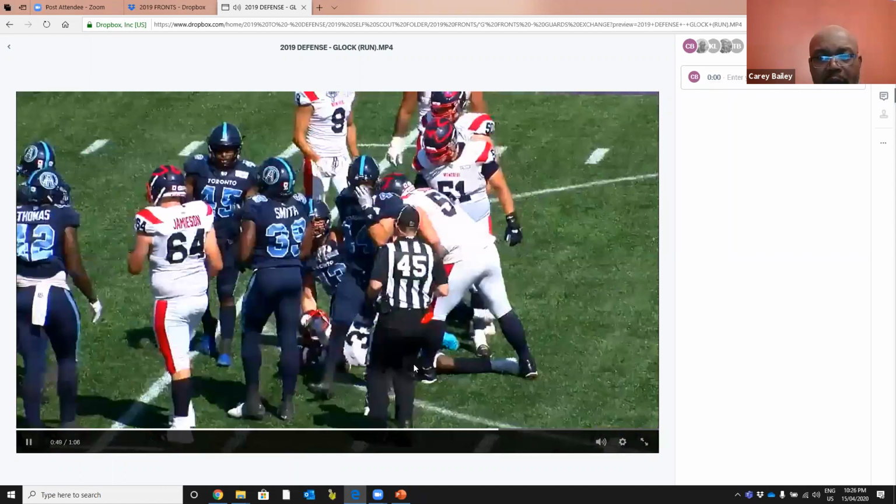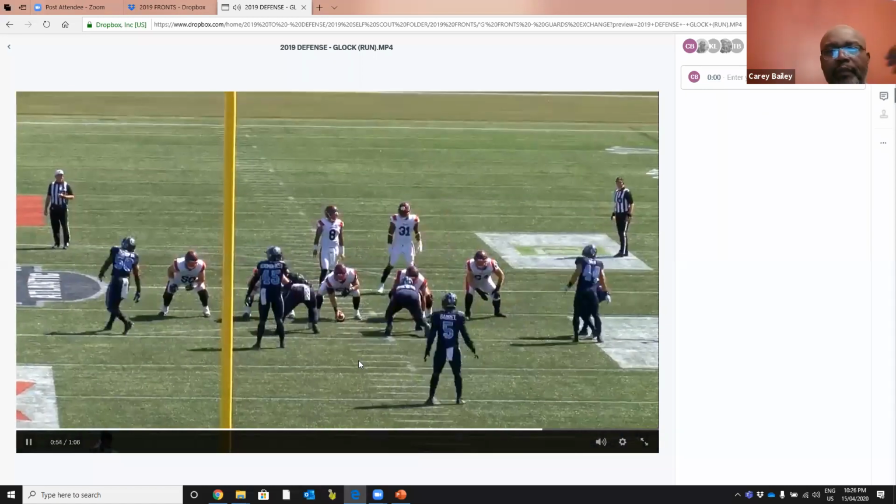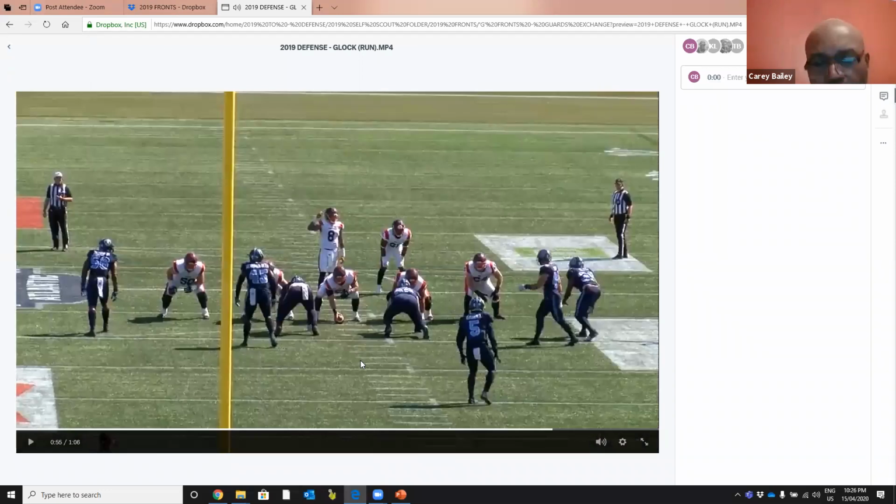So when you're talking in terms of getting numbers, what we're really doing when you look at it is that we're pressuring the line with 5 people. And now when you pressure the line with 5 people, it's difficult to get combination blocks, okay?